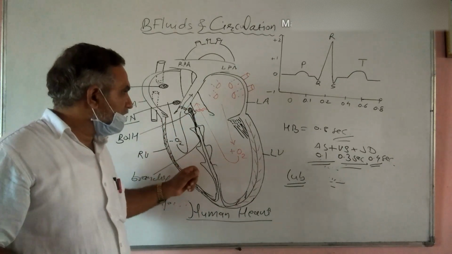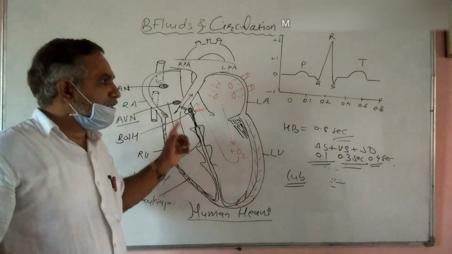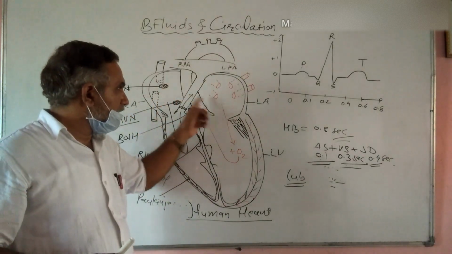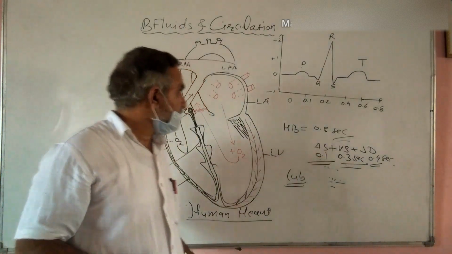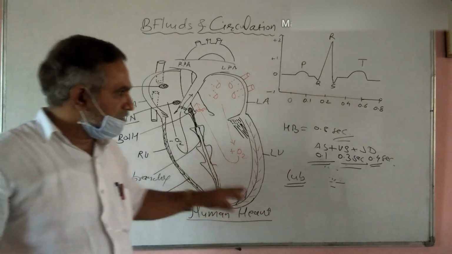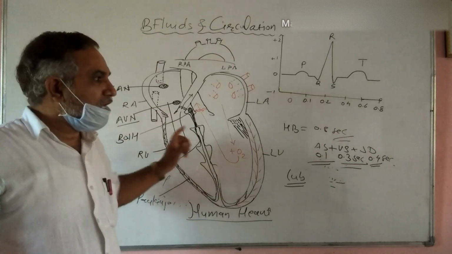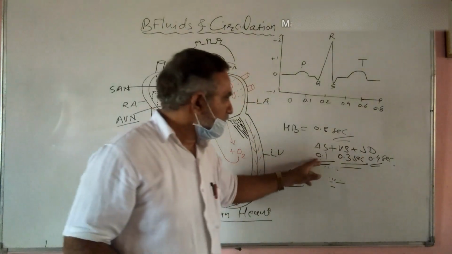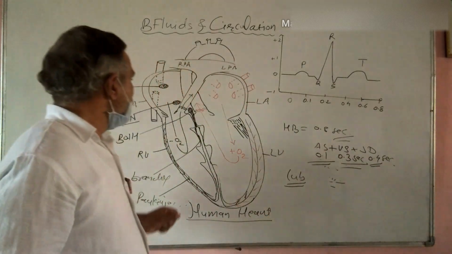So such type of arrangement is there, and in this way, the cardiac cycle is associated with three events: the atrial systole, which lasts just 0.1 second, then the ventricular systole, which lasts 0.3 second, and then the joint diastole, which lasts 0.4 second. So these are the three events. That is the working of the heart.